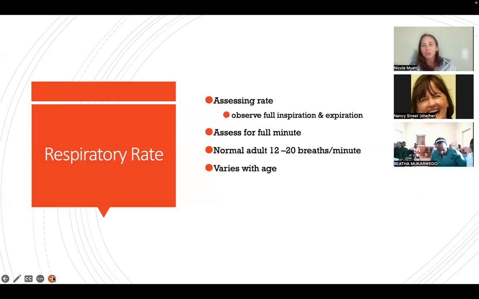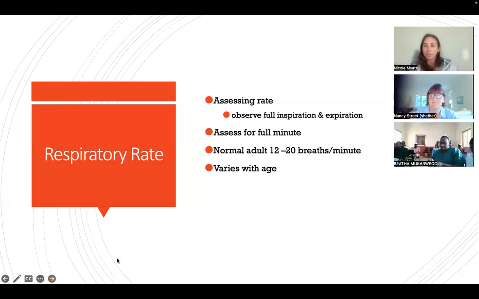And at least on the first time, I think it's important to assess for a full minute, because sometimes you'll have people that breathe really fast, followed by really slow. You'll see an irregular breathing pattern. So at least in your first assessment, it's a great idea to observe for that full minute and count the respirations in that minute. It can really vary with age and disease state.